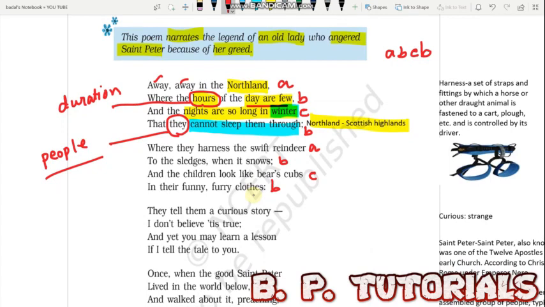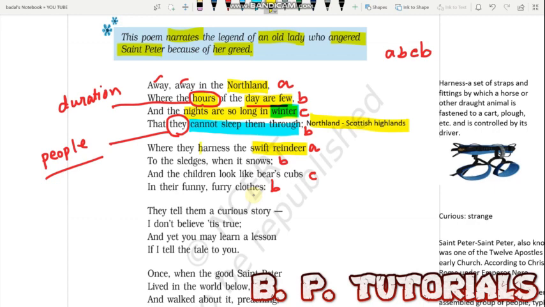Let us go to stanza 2, where they harness the swift reindeer. And we should know that they actually live in a place filled with extreme biting cold and excessive snowfall, and because of that they had lots of difficulties in leading their life. So to ease their life, they use swift reindeers which can move in a very swift manner. And these reindeers are actually used for their communication.